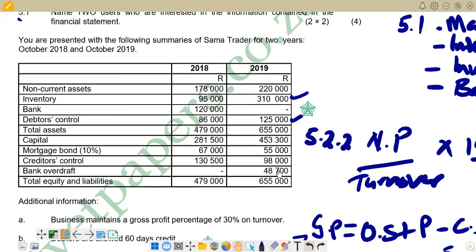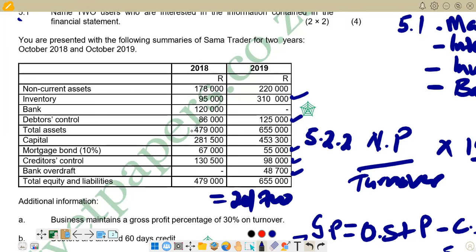So let's try to do that. Let's try to add that one. So if you add this figure, this is 55,000 to 98,000, 48,700. You are going to get 201,700. So we are going to say for figure for total assets 655,000 is to 201,700.